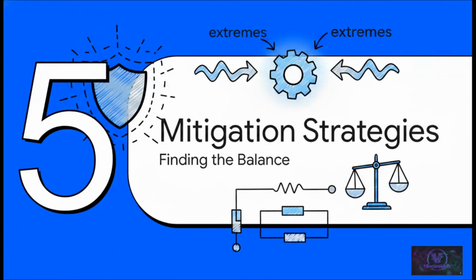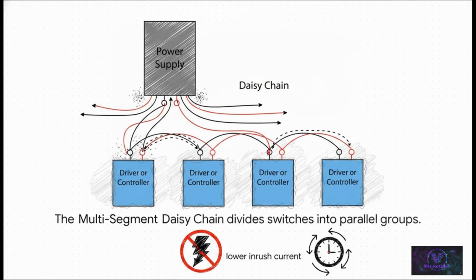Section 5, smart mitigation strategies. How do we find that balance? Well, the most common solution is the multi-segment daisy chain approach. Instead of routing one single excruciatingly long chain, we actually divide our driver controllers into parallel groups. The wiring from the power supply splits, and each group forms a smaller, localized chain.